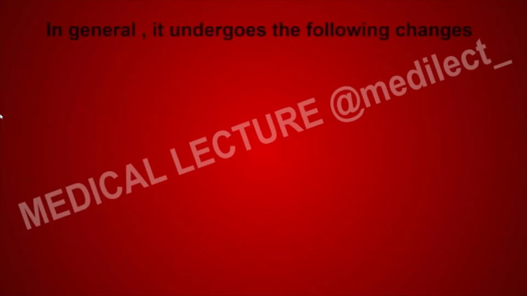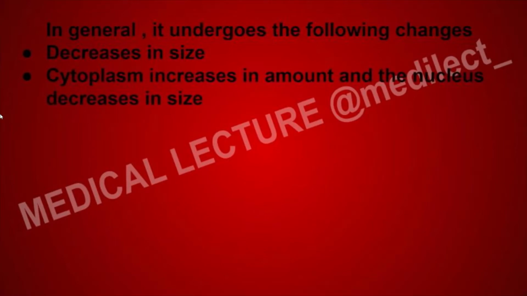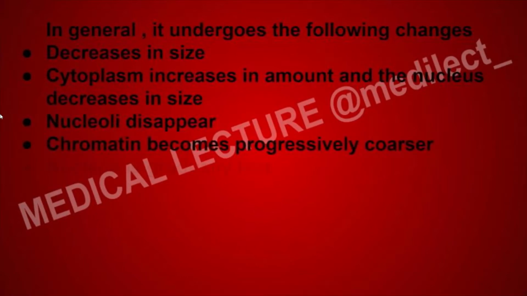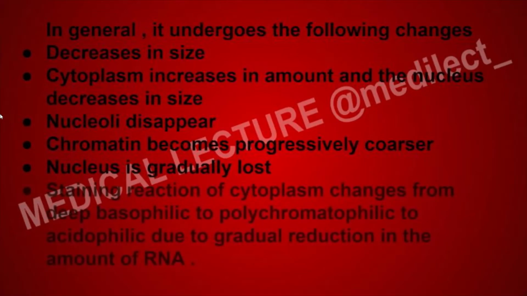Now some more important things. Through what changes does the cell undergo during the erythropoiesis process? So let's go in a quick manner. It decreases in size, the cytoplasm increases in amount, and the nucleus decreases in size. Nucleoli disappear, chromatin becomes progressively coarser, the nucleus is gradually lost, and the staining reaction of the cytoplasm changes from deep basophilic to polychromatophilic and then acidophilic due to the gradual reduction in the amount of RNA. We discussed this before also, right?